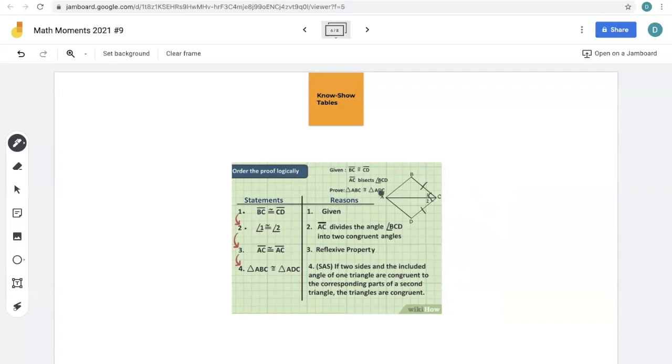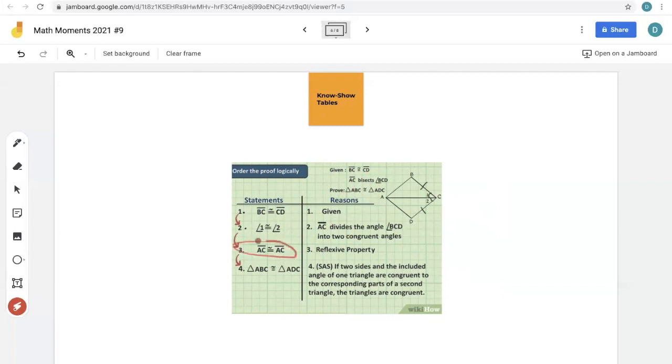Let's go through what we know first and try to prove that they're congruent. The first step here is to list what you're given. So we're given that BC and CD are congruent, and your reasoning there is "given." That's all you would need to put. And then angle 1 is congruent to angle 2. That's the step that I just said, because AC divides the angle BCD into two congruent angles. You could use the definition of bisect or something to that effect. That's how you would know it.